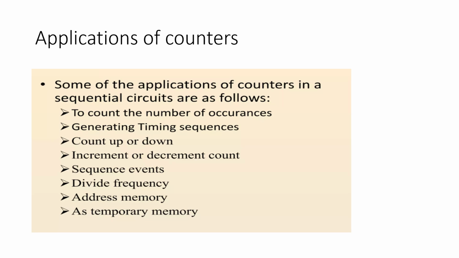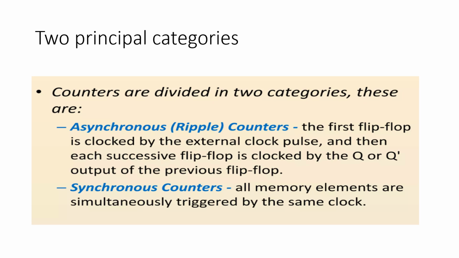Next, let us see the categories of counters. Counters are classified into two main categories: one is the asynchronous counter and the other is the synchronous counter. The asynchronous counter is also called a ripple counter. Here, flip-flops are not driven by the same clock. Only the first flip-flop receives the external clock and the remaining flip-flops are triggered by the previous flip-flop. It is simpler in design and slower due to propagation delay.